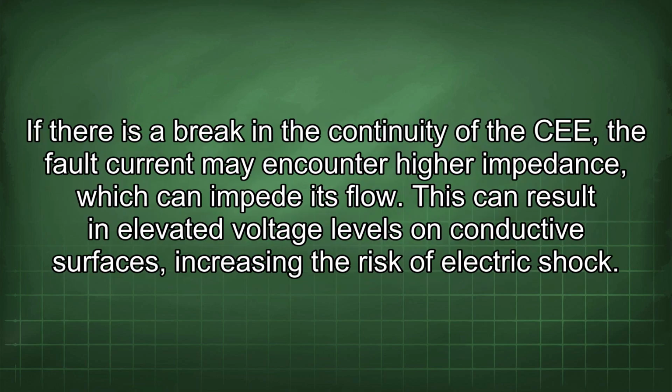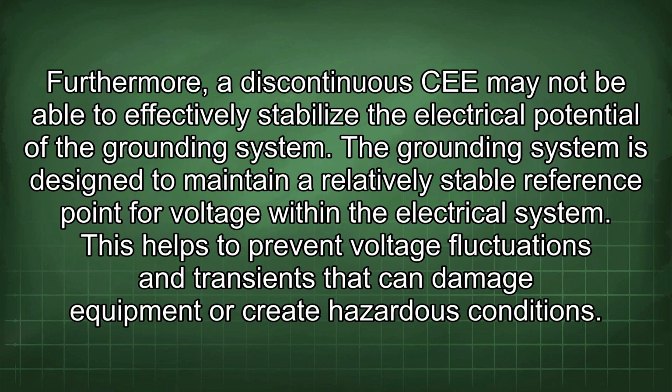If there is a break in the continuity of the CEE, the fault current may encounter higher impedance, which can impede its flow. This can result in elevated voltage levels on conductive surfaces, increasing the risk of electric shock. Furthermore, a discontinuous CEE may not be able to effectively stabilize the electrical potential of the grounding system.